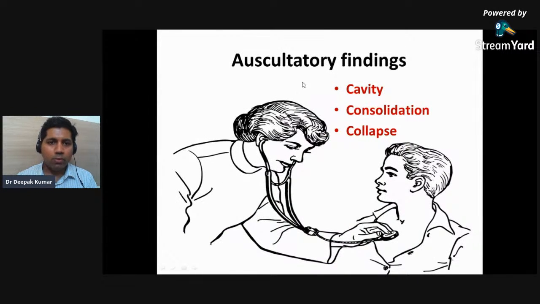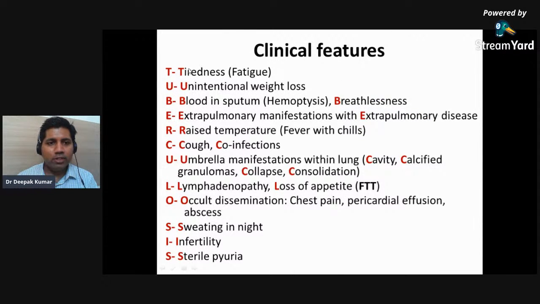On examination, and specifically on auscultation, you can find evidence of cavity, collapse, consolidation in a patient with tuberculosis, in addition to other features like a patch of consolidation or a thin strip of fluid leading to massive pneumothorax or massive pleural effusion. All these features are possible. It's an umbrella of manifestations that tuberculosis can present with. So you can pick findings classical of tuberculosis, like cavity, consolidation, or collapse. This is a slide which helps you retain features relevant when it comes to answering.